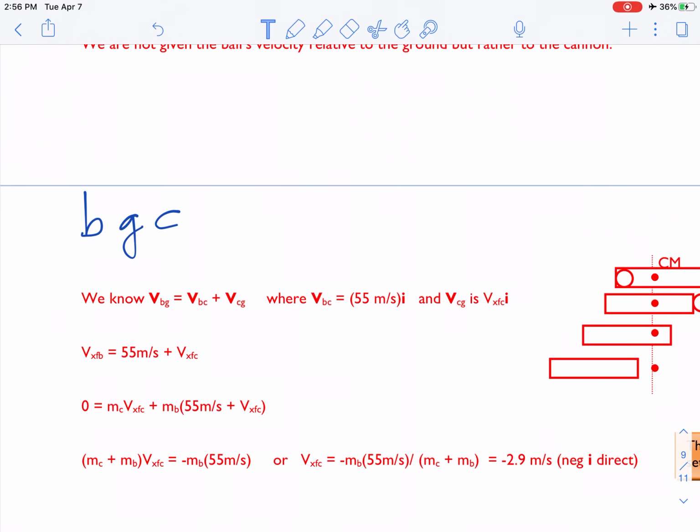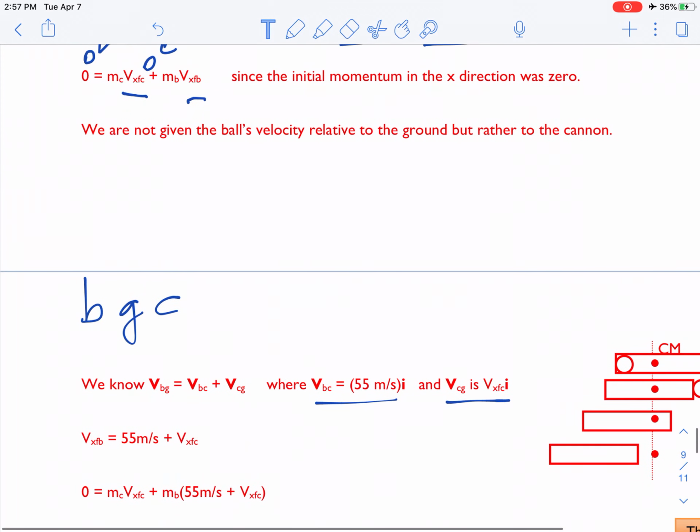Considering that, let's see what we have on the right side. VBC is the velocity of the ball relative to cannon, and that's what we are given in the problem. And VCG is the velocity of the cannon relative to ground. That is exactly what VXFC is, because that's what we're trying to find. So this is going to turn into the velocity of the ball relative to ground, from the earlier equation here. This is what we have.